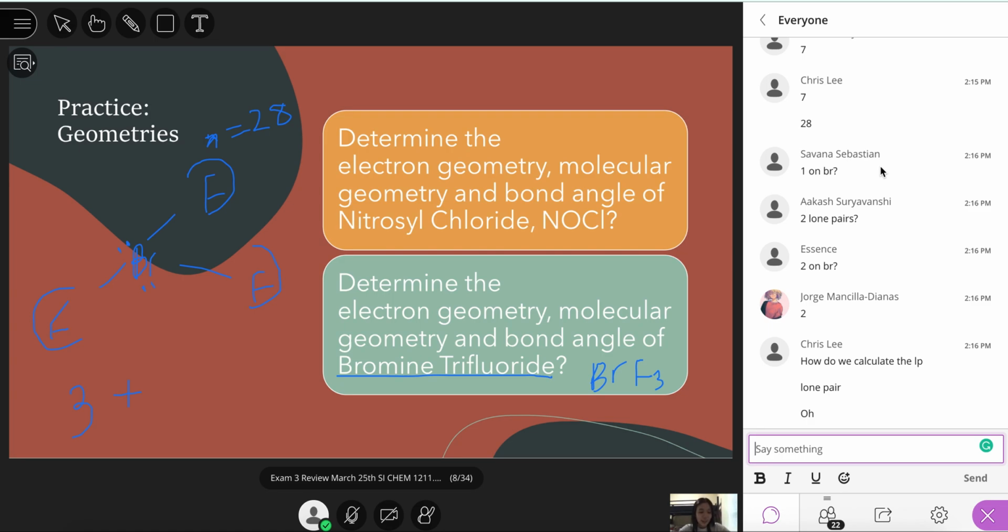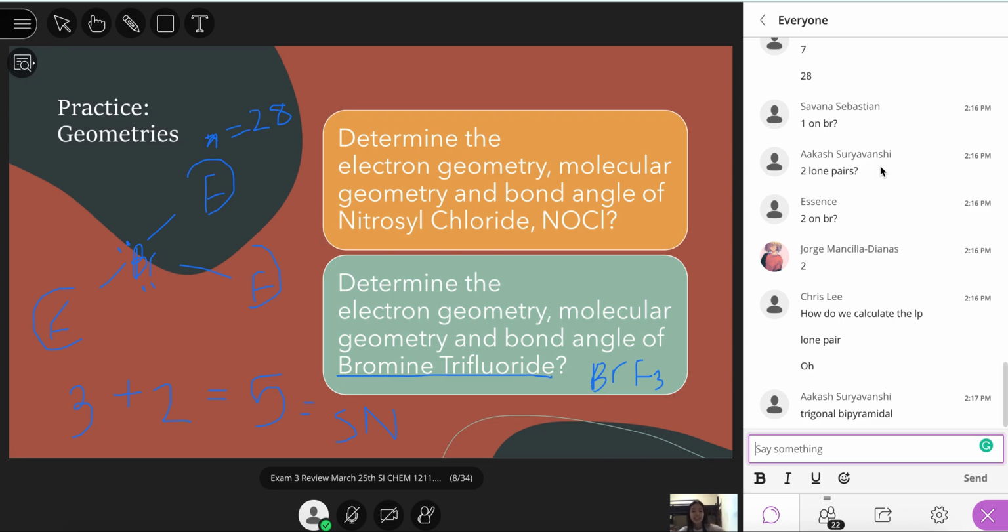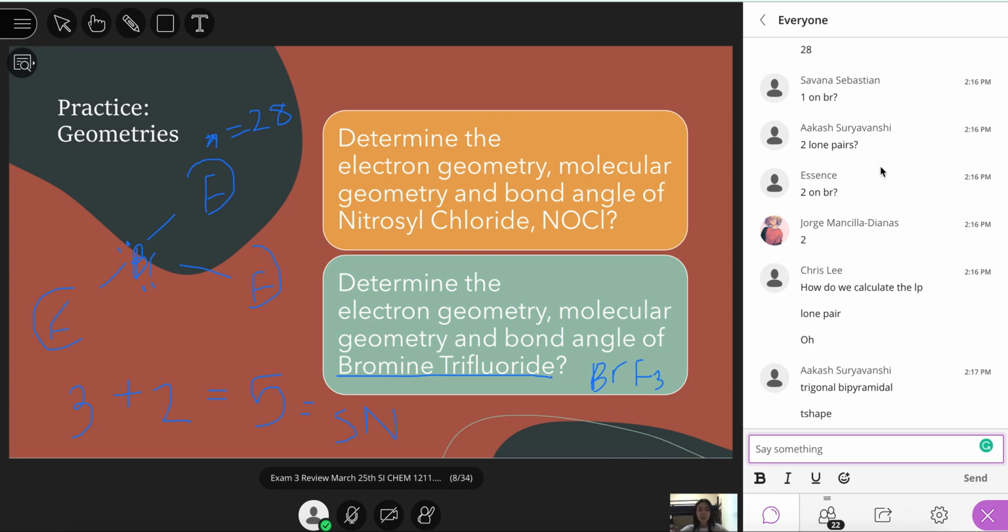So you end up having 2 lone pairs, which means that you have 5, which is the steric number. What is that associated with electron geometry? What is that? 5. Does anyone remember? Trigonal bipyramidal. Yep, exactly. So what is the molecular geometry with that? Does anyone remember? T-shape. Okay, and did we all agree with that? T-shape.